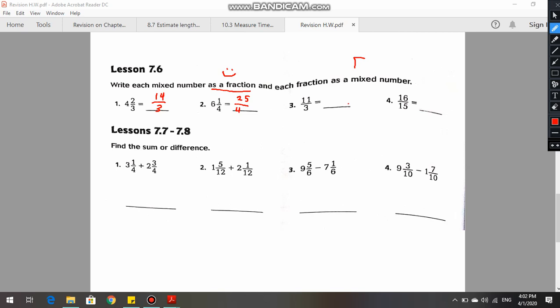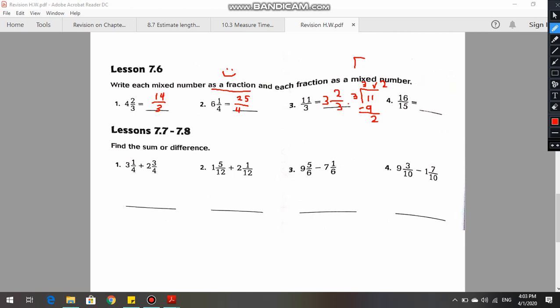Now here I'm gonna do it as divide: 11 divided by 3. What is the closest number to 11 in table 3? 9. So I'm gonna write 9 down and 3 up. Subtract. Remainder 2. So whole number 3. Remainder is numerator and denominator never change.